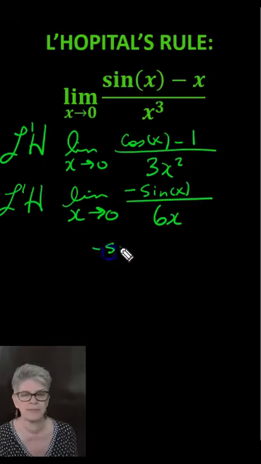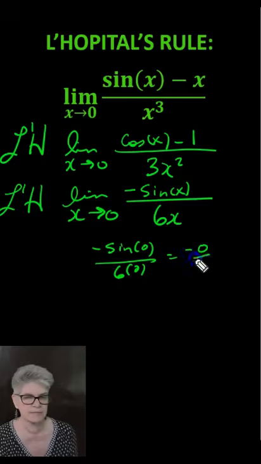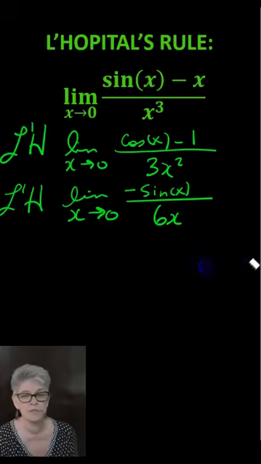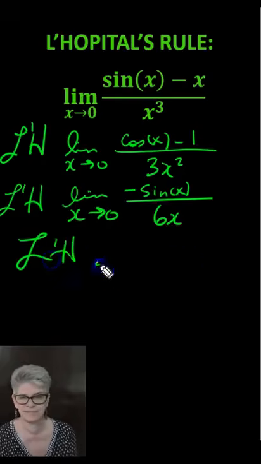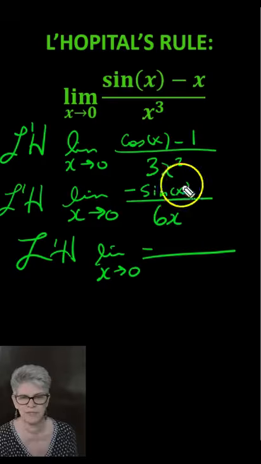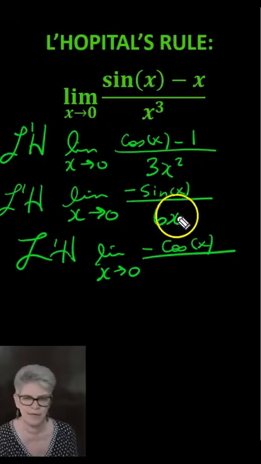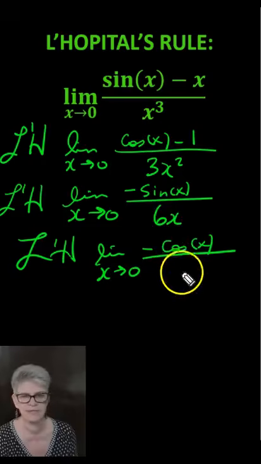Now if I plug in 0, I am still getting an indeterminate form, so I will use L'Hopital's again. Okay, so I have minus, and the derivative of sine of x is cosine x, all over, and then the derivative of 6x is 6.